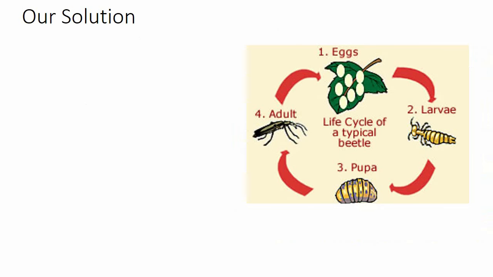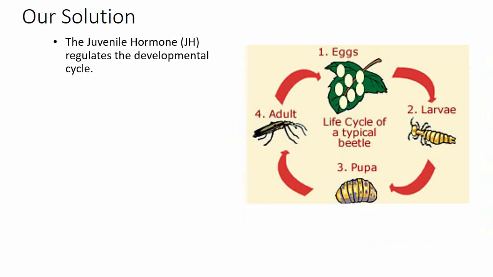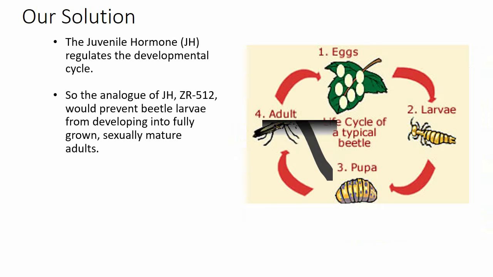The solution my class suggests is to prevent the beetle from developing fully. The juvenile hormone JH regulates the developmental cycle. So the analog of this gene, ZR512, would prevent the beetle larvae from developing into sexually mature adults, eliminating them from being able to reproduce and spread.